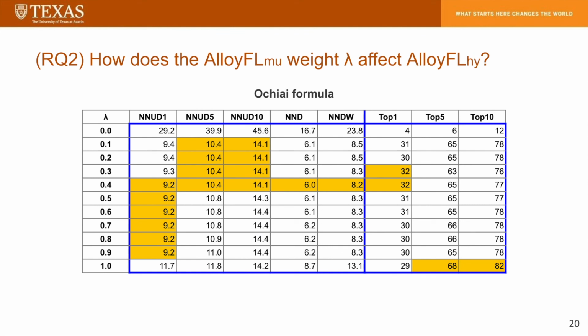This table shows the metric values for various mutation-based technique weights, lambda. The hybrid technique uses the Wong formula by default based on the previous research question. We can see that when lambda reaches 0.4, almost all the metrics give the best result, except top 5 and top 10 metrics. The top 1 metric is more important than top 5 and top 10 metrics. So the best mutation-based technique weight, lambda, should be 0.4.